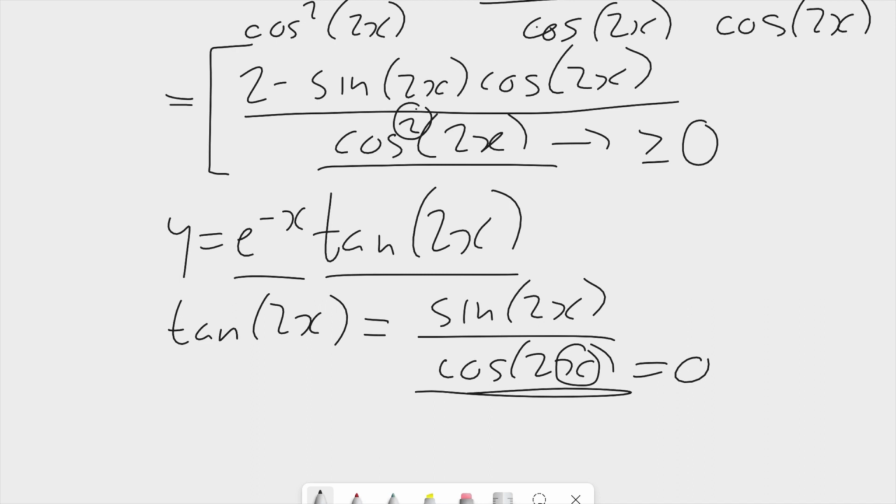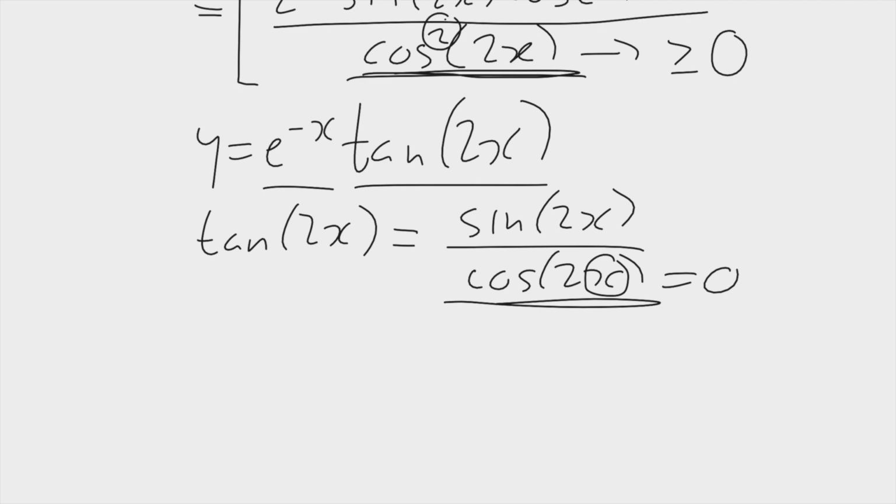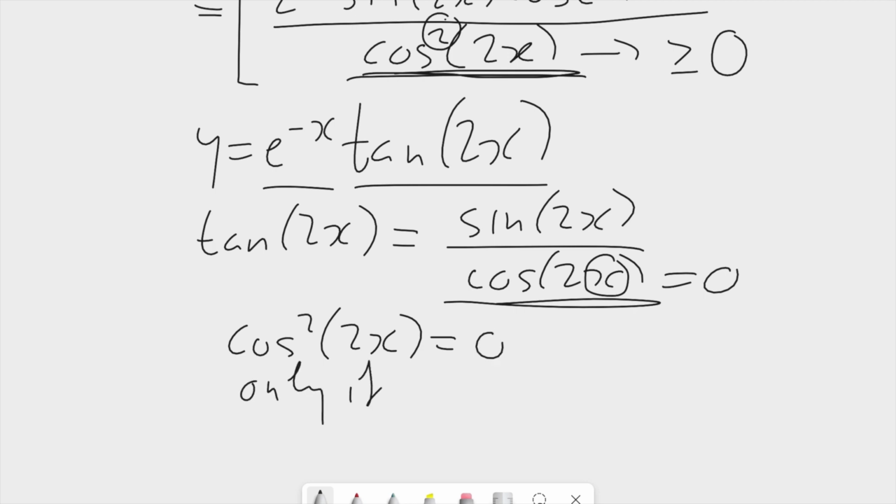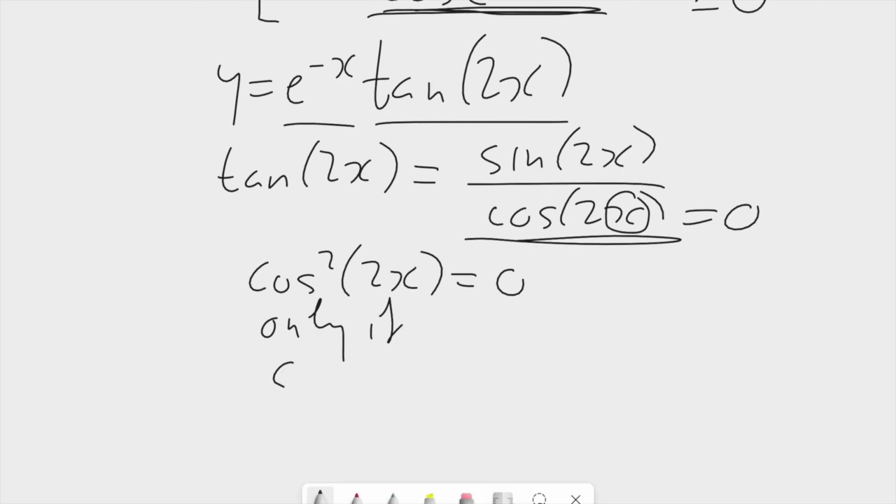And handily, excluding all values of cos 2x equals 0 also means that we are excluding all values of cos squared of 2x that make it 0, because cos squared of 2x equals 0 only if cos of 2x equals 0.